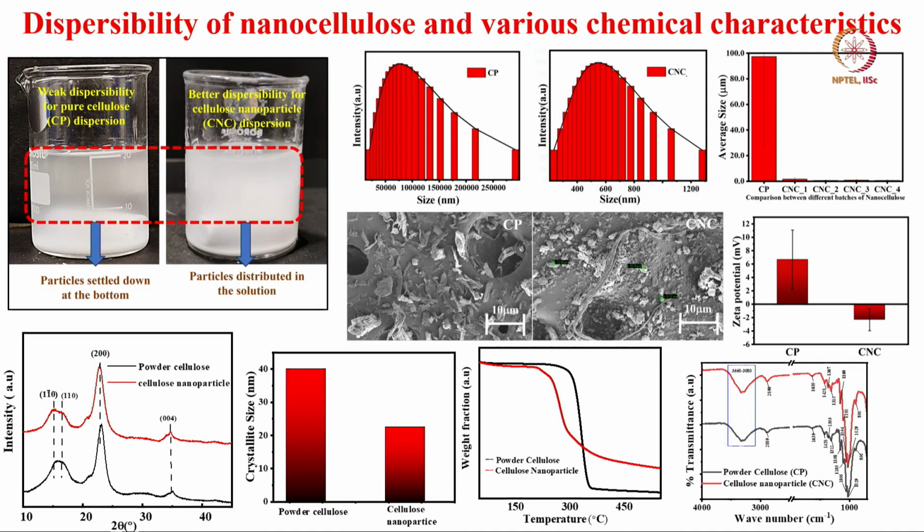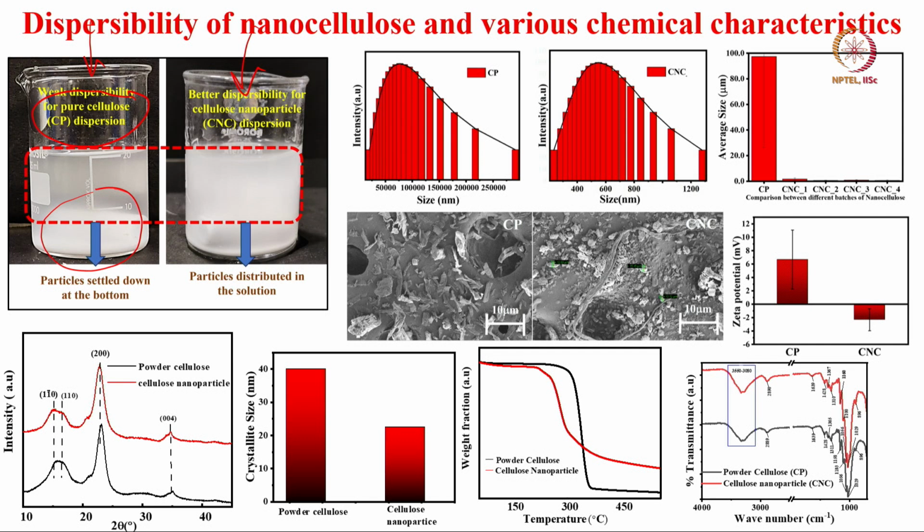Why has nanocellulose been introduced? Because if you see, this is the pure cellulose dispersion, all the cellulose particles are settled here, and when you use these nanocellulose particles, they are well distributed in the solution. So, this dispersibility is one of the important things, and that has to do with the average size.